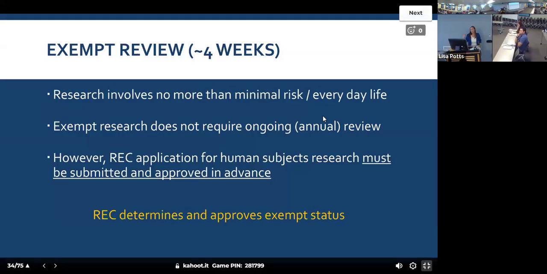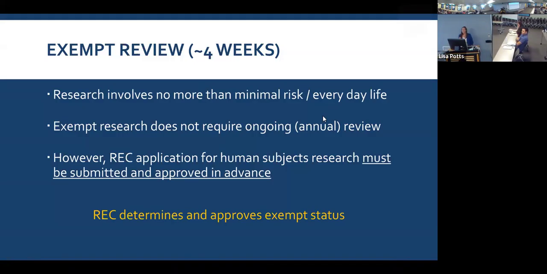But essentially, exempt review means that there is no more risk than what one might encounter in everyday life or a routine doctor's visit or a routine psychological evaluation. So that is the qualifier for exempt research. If it is exempt, then technically it's not bound by the OHRP regulations. However, that does not mean that you don't need to submit a proposal.